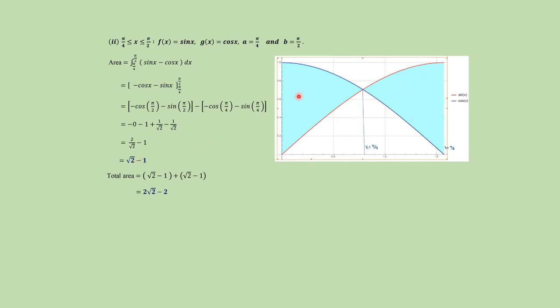So the total area would be the area of this part plus that part. So square root of 2 minus 1 plus square root of 2 minus 1, which is this one.